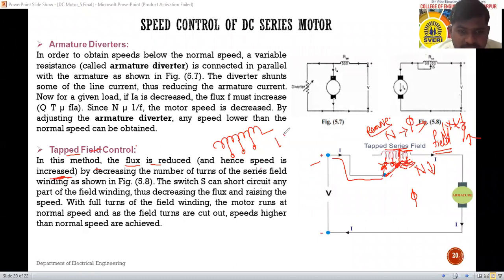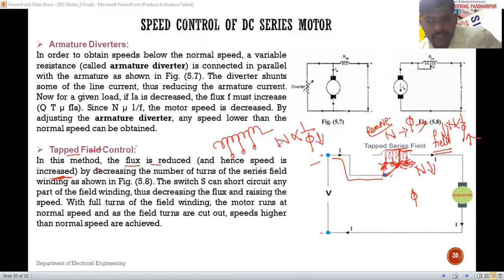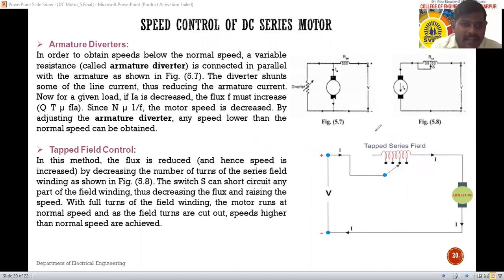Okay, flux decrease झाला की according to the equation N is directly proportional to 1/φ, if the flux of the motor decreases, then obviously the speed of the motor increases. See, in this method the flux is reduced and hence the speed is increased by decreasing the number of turns. Particular tapping ला आपण connect करणार, and by decreasing the number of turns, flux production decreases, and then the speed of the motor increases.